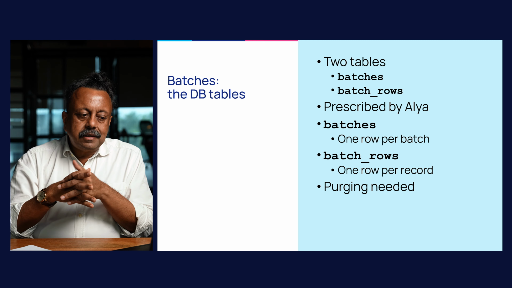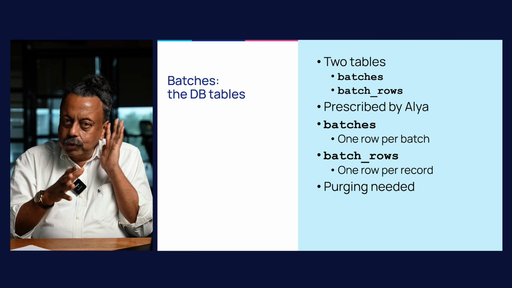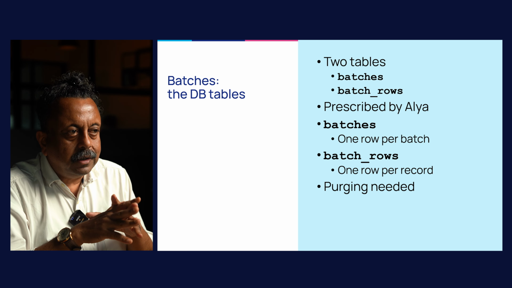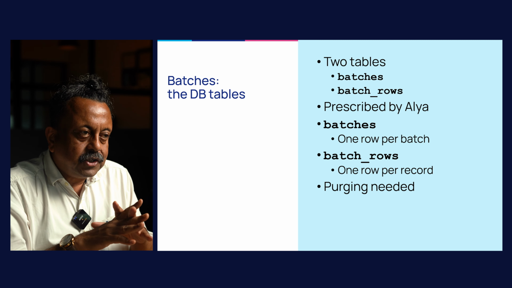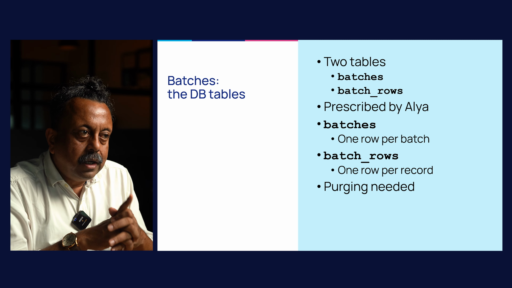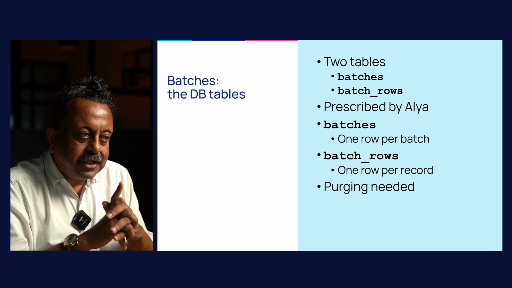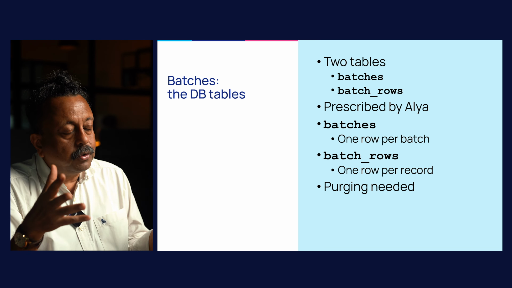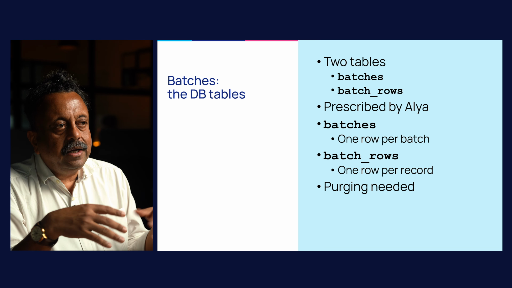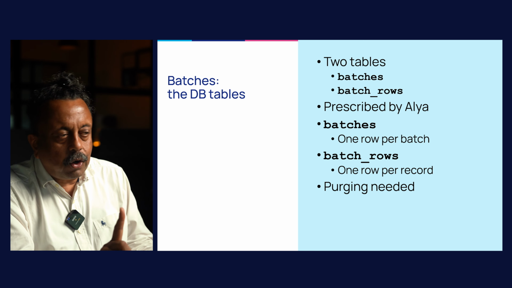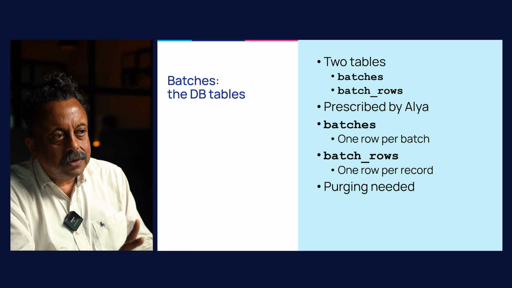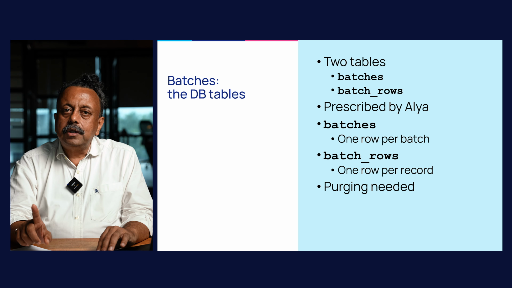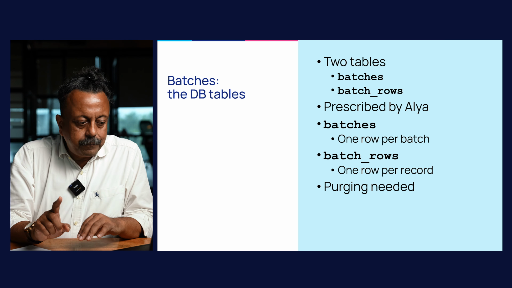To be able to implement this batches approach, the batches subsystem, we need two tables. One is a batches table and one is a batch rows table. The batches table contains one record per batch, and the batch rows table contains one record per row of a batch. So if I have received two batches, each batch of 100,000 rows, so we have 200,000 rows coming in the form of two files, the batches table will have two records, one for batch 1, one for batch 2. The batch rows table will have 200,000 records, one record for each row in each file.